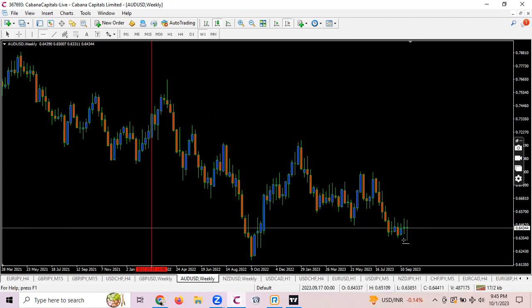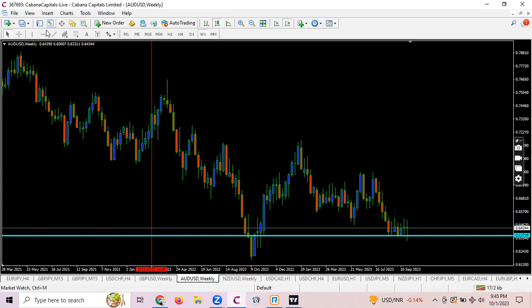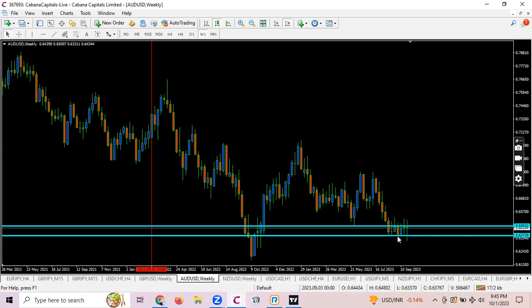So we have a support here, right? This is a support, the low of the range, and this is the high of the range. Price has tested both resistance and support. So a breakout from this resistance, that is, if the 4 hour candle closes above this resistance, you might want to consider buying. And if the 4 hour candle closes below this resistance, you might want to consider selling.